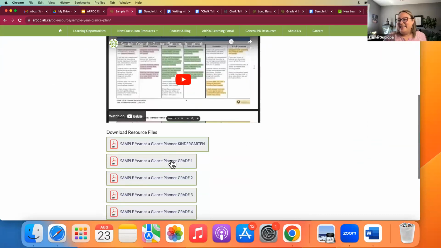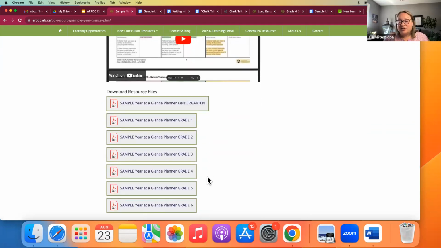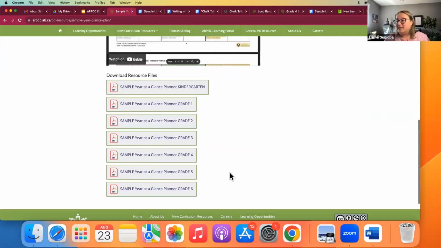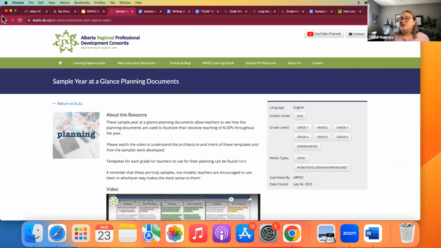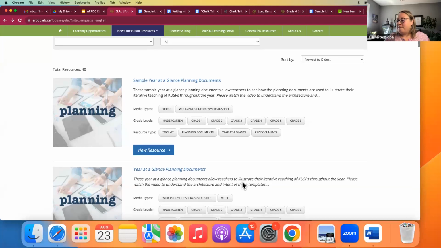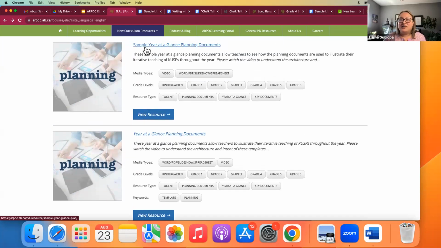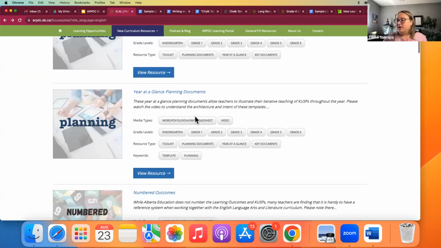And so that's perfect. It has all the pieces of the curriculum there, and then you can go through and decide which term you want to highlight which outcomes. So that was the very first resource that comes up on the ELAL page. I believe that these are the blank ones, the year at a glance, and the sample ones are already highlighted with ideas of how you could sort those outcomes.